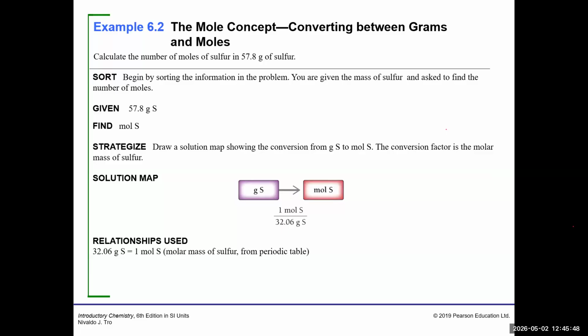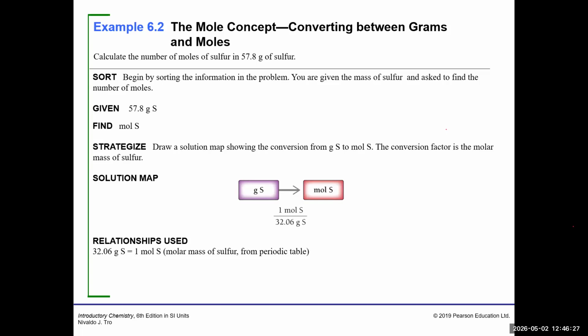Look, you are given 57.8 grams, and I want to find moles. So you should also draw the algorithm, or solution map, or block diagram, or whatever, to say, okay, I have grams of sulfur, and I'm looking for moles of sulfur. Then you look for the molar mass of sulfur. You go to the periodic table, you get the molar mass of sulfur, and you use it to do the work.